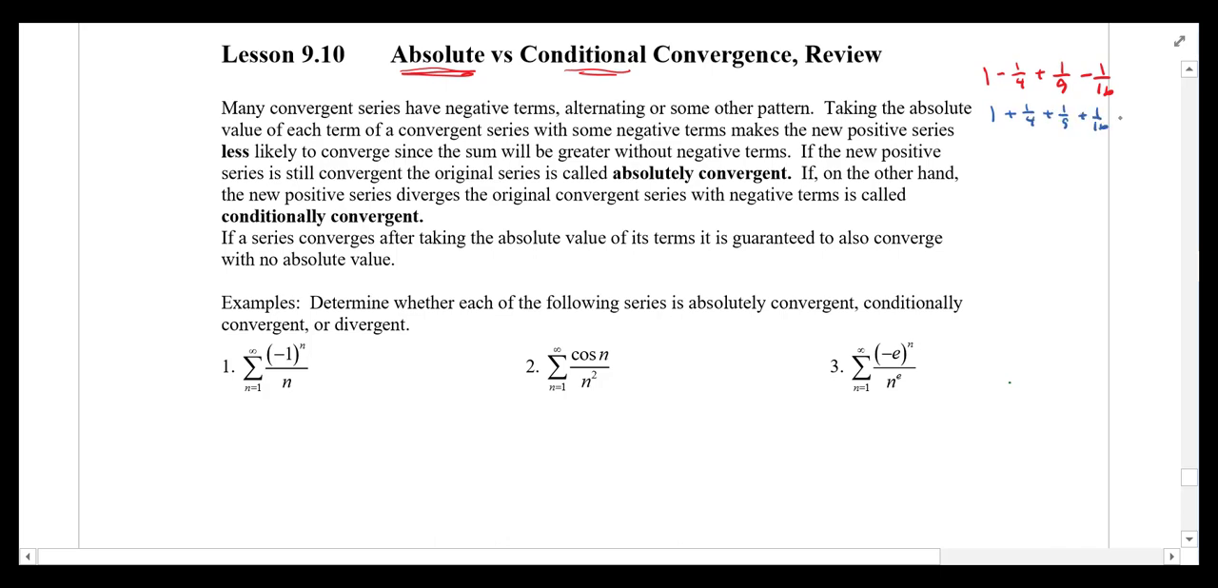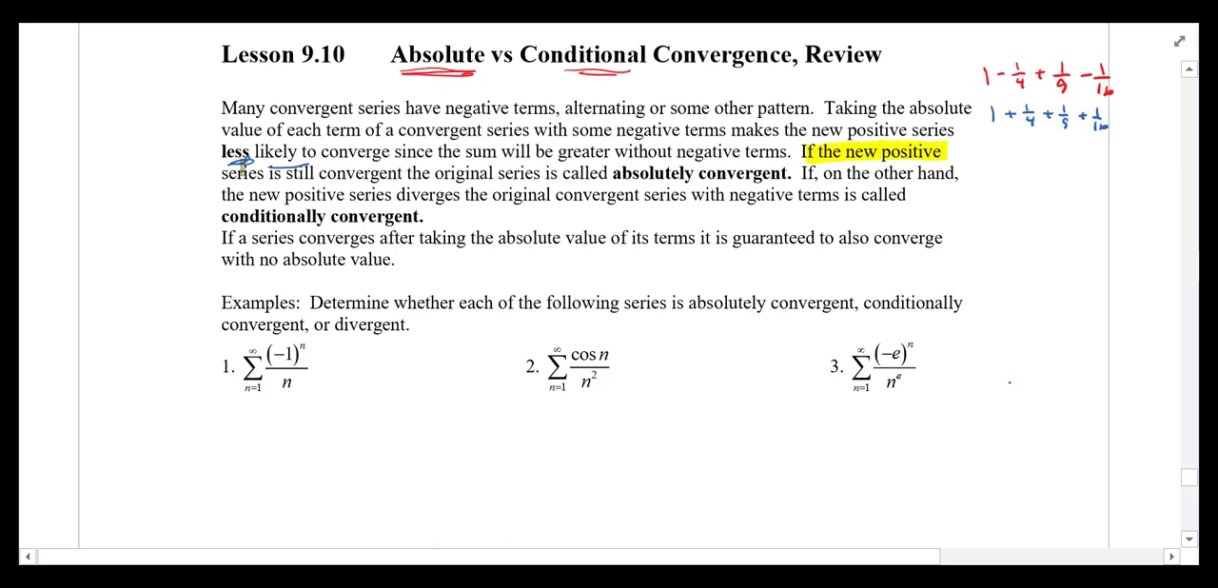Okay. Now, when you make them all plus, it's less likely to converge because the sum is actually going to be bigger, right? In the one in red, we had this alternating part, so the sum should be pretty small because I'm adding and subtracting, adding and subtracting. Yet in the blue one here, yes, it's going to be always positive. The numbers are still getting smaller, but there's a possibility that that sum will most likely be greater without those negative terms.